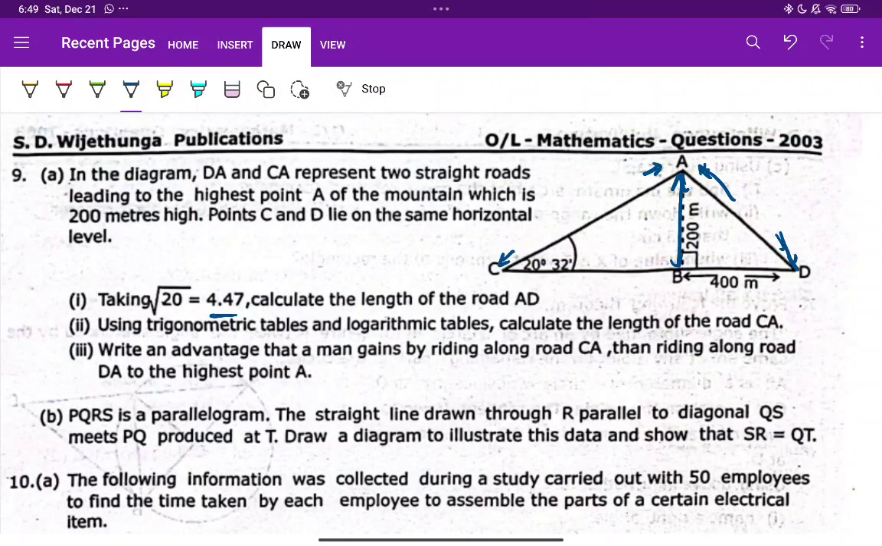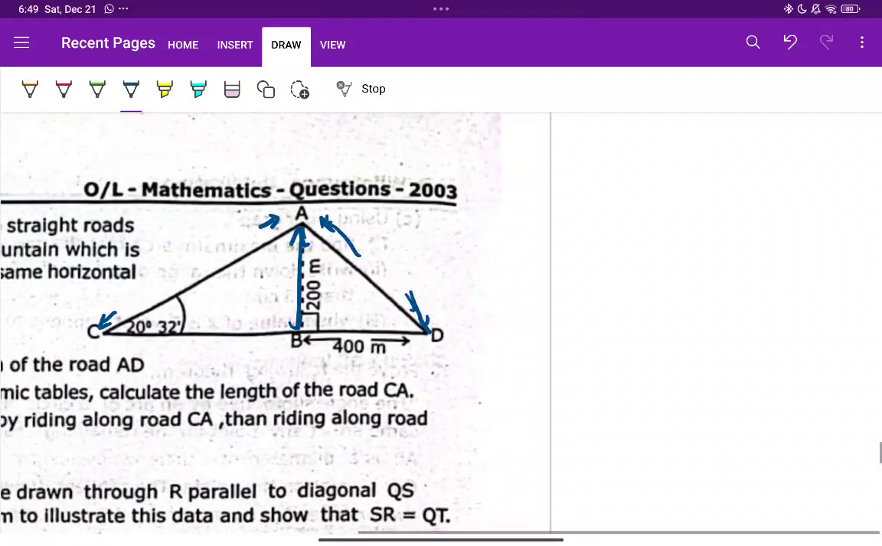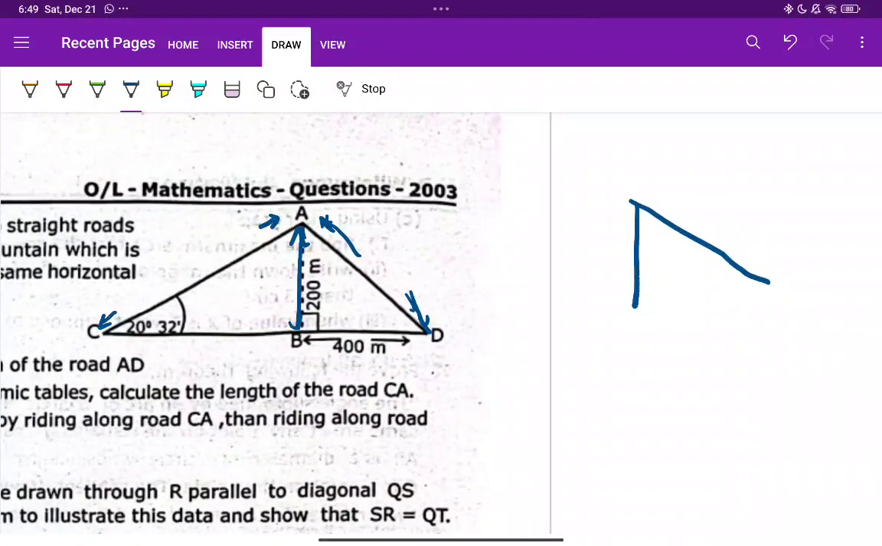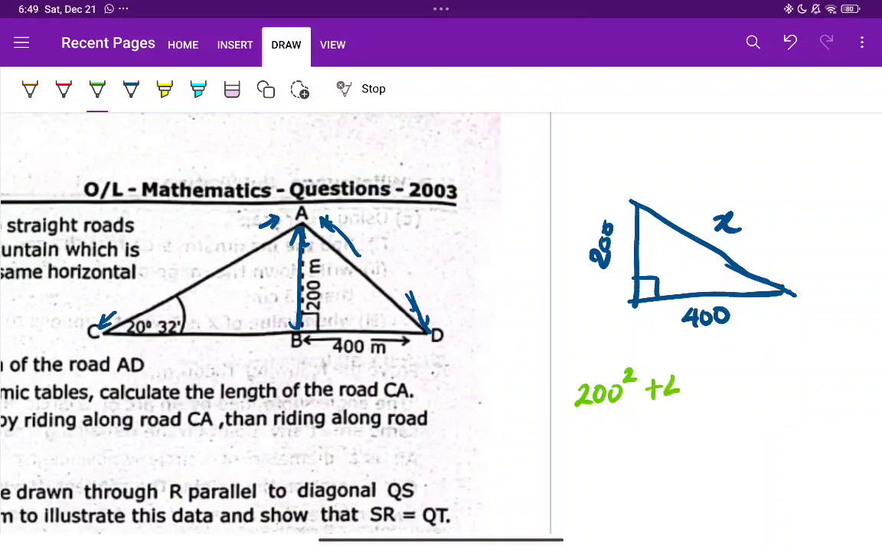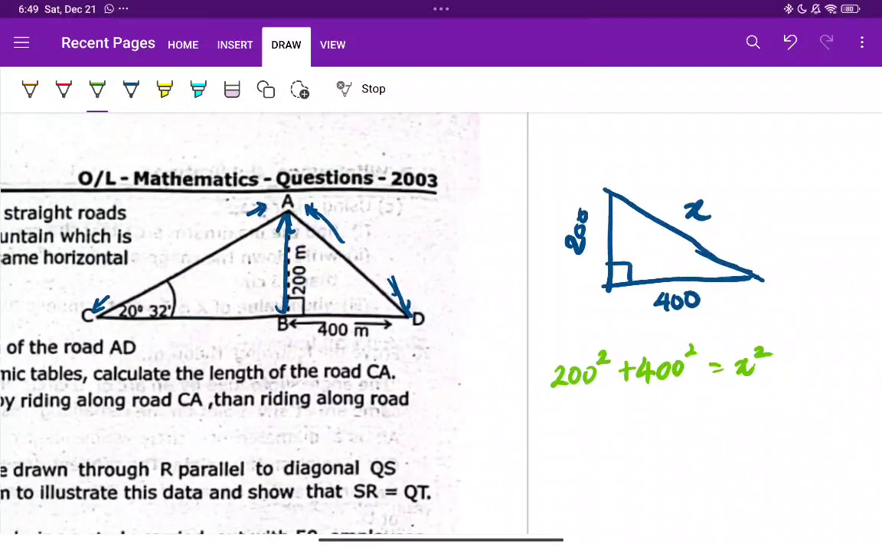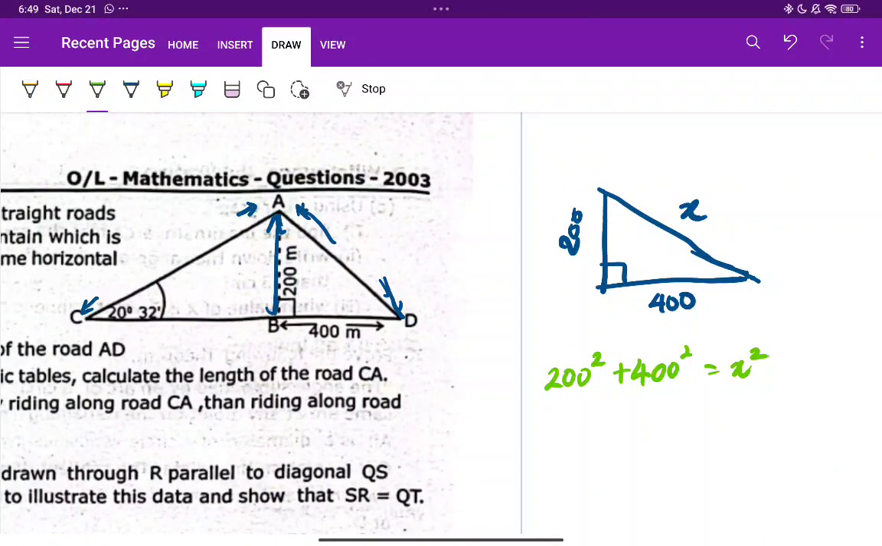So for the first question, we don't have to use trigonometry to solve this. We can use the Pythagoras theorem. This side is 400 meters and this is 200 meters. We'll have to find the hypotenuse. We know the sum of the squares of the two adjacent sides is equal to the square of the hypotenuse. So the square of 200 plus the square of 400.